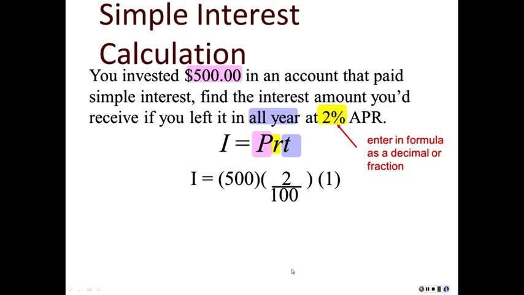I just like to do this so I can cancel. Now that I have the formula set up, I'm going to just use cancellation. 100 goes into 100 once. 100 goes into 500 5 times. And what's 5 times 2? 10. So you'll earn $10 at the end of the year.